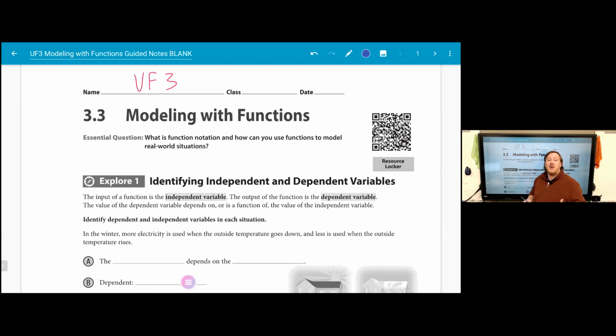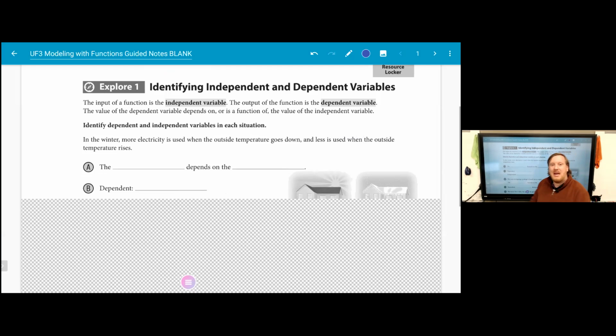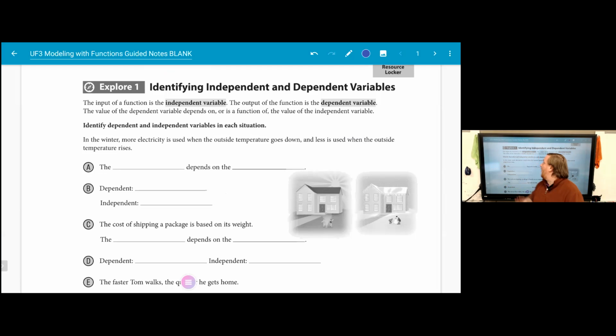We're going to start right here with these bolded words. We've got identifying independent and dependent variables. The input, wow, we've been using that one, input, x. Now we've got independent variable, domain. All those things mean basically the same thing, right? Our inputs here. So our input is the independent variable. The output is the dependent variable.